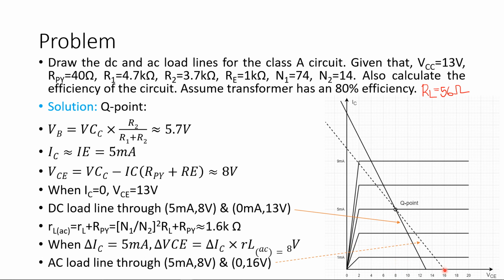Now with the help of this AC point and the Q point, draw a line to get the AC load line. This dashed or dotted line is the AC load line. So these are the two important load lines we need to figure out. Now let's talk about the efficiency of the transformer.